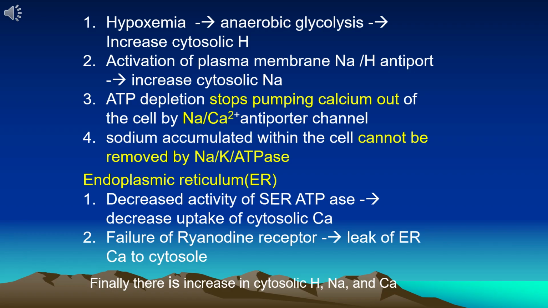Meanwhile, ATP depletion cripples the cell's primary pumps. The Na+/K+ ATPase fails, meaning the accumulated sodium cannot be removed. This also stops the Na+/Ca2+ antiporter from effectively pumping calcium out of the cell, as it relies on the sodium gradient established by the Na+/K+ pump.